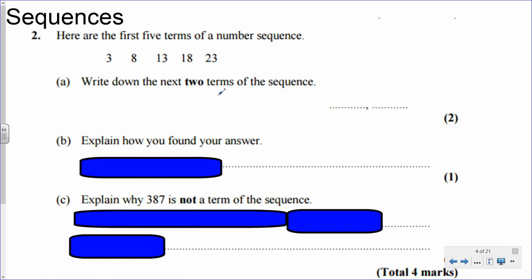Okay, moving on to sequences now. Here are the first 5 terms of a number sequence: 3, 8, 13, 18. Write down the next 2 terms of the sequence. Well, I can see that it's going up in 5, so I'm going to add 5 there, and then I'm going to add another 5.